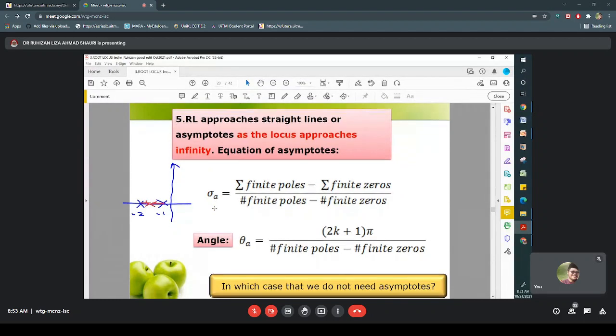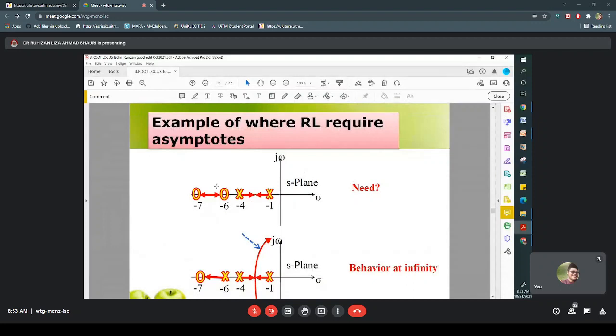Like in this first example here, no locus goes towards infinity, finding the infinite zero. None of the locus goes to infinity. So it means that you can just skip number 5. Do you understand what I mean? You don't have to calculate the asymptote. You don't need the asymptote line. Don't need means you can skip, because there is no locus that goes towards infinity. That's the reason why.